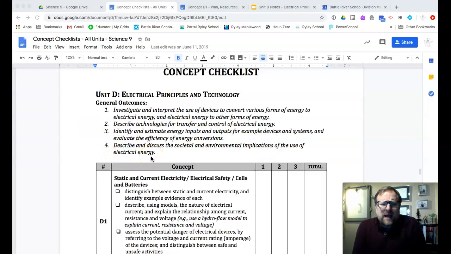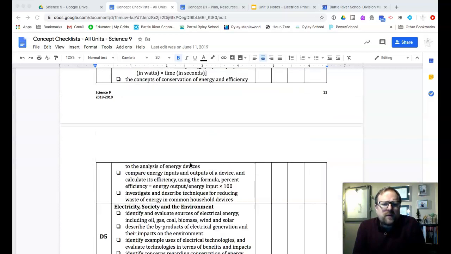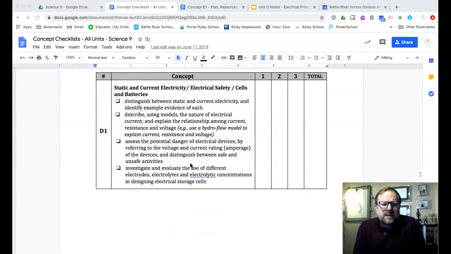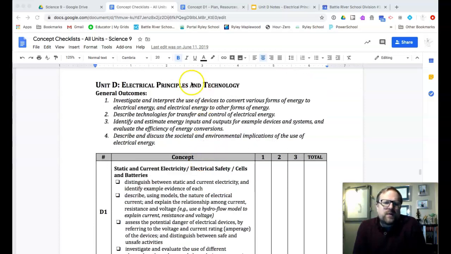And then the last general outcome is we're going to describe and discuss the societal and environmental impacts of the use of electrical energy. So we'll have a look at how it impacts us as a society and what we can do about the environmental implications. And in particular, I think that word efficiency is going to come up a fair bit when we get into that. There are 5 concepts in the unit, D1 through D5, and we're going to start to tackle D1 today, and then for each subsequent week we'll tackle another concept. So that's basically our plan, and we're moving into Unit D.